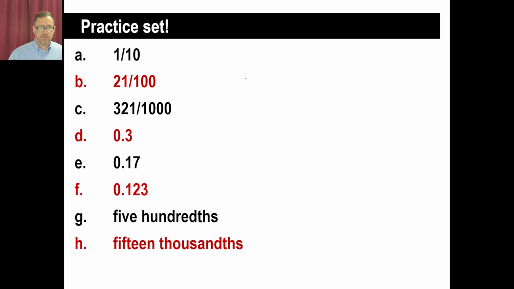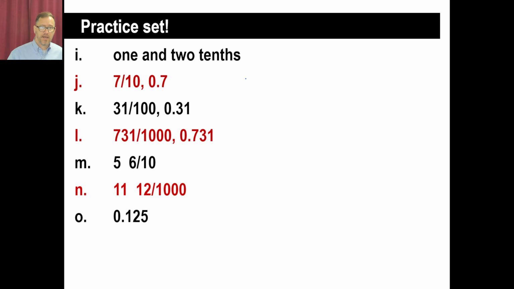All right. Let's take a look at these things. Look at A, B, and C. That's 1/10, 21 hundredths, 321 thousandths. All right. D, E, and F. Pretty straightforward. 0.3, 0.17, 0.123. Words to write each one of these. 5 hundredths. Make sure you put the THS. And don't write 5/10. The 5 is in the hundredths place. 0.015. That should be 15 thousandths. Thousandths. Right? Okay. Everybody there?